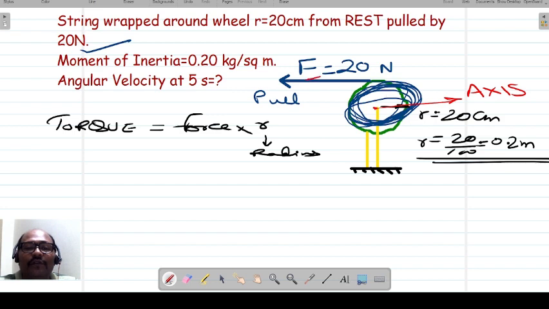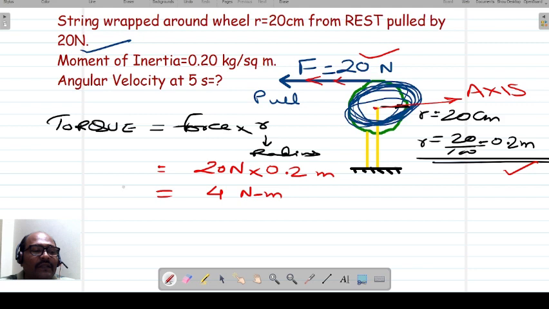We pull it using the blue colored string. With a force of 20 Newton, the torque will be equal to 20 Newton, this force, into the radius. The radius is equal to 0.2 meter, and the torque will be equal to 4 Newton meter. Okay, this is the torque. Now we have calculated the torque.